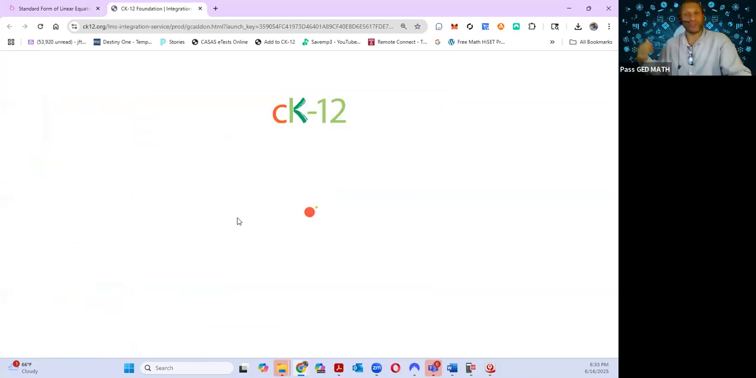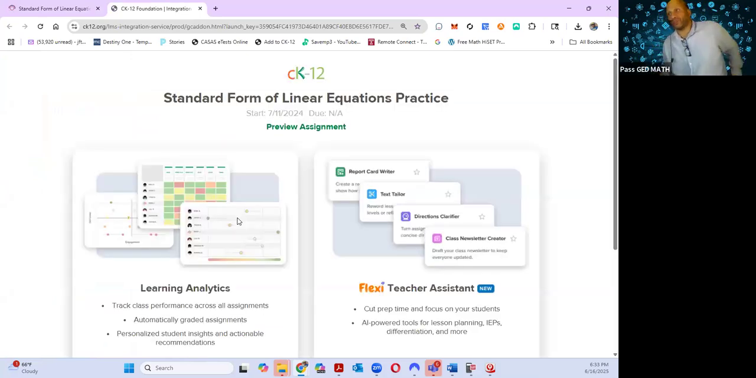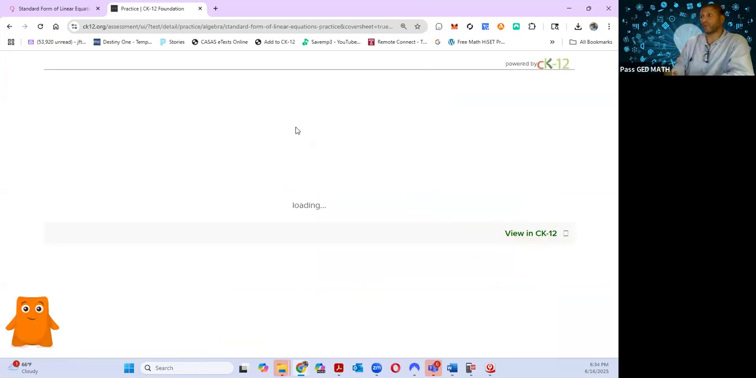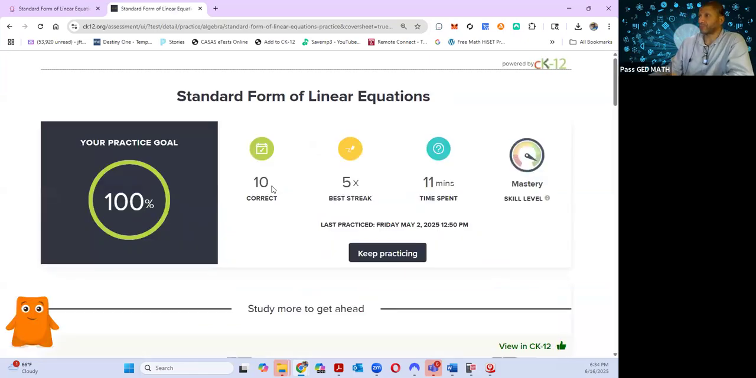All right, so remember, this is one of the resources that I use. This is CK12. I use Khan Academy and I use CK12. Either of those resources is very good and will help you with practice. So let's look at it right now. Let's look at some examples.